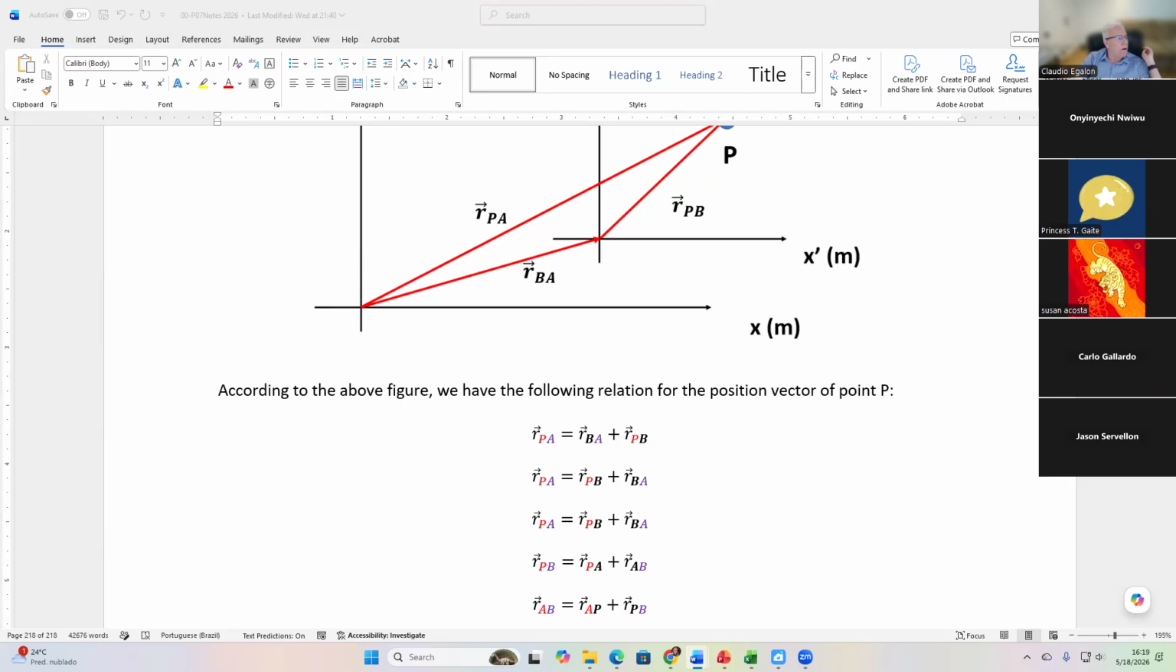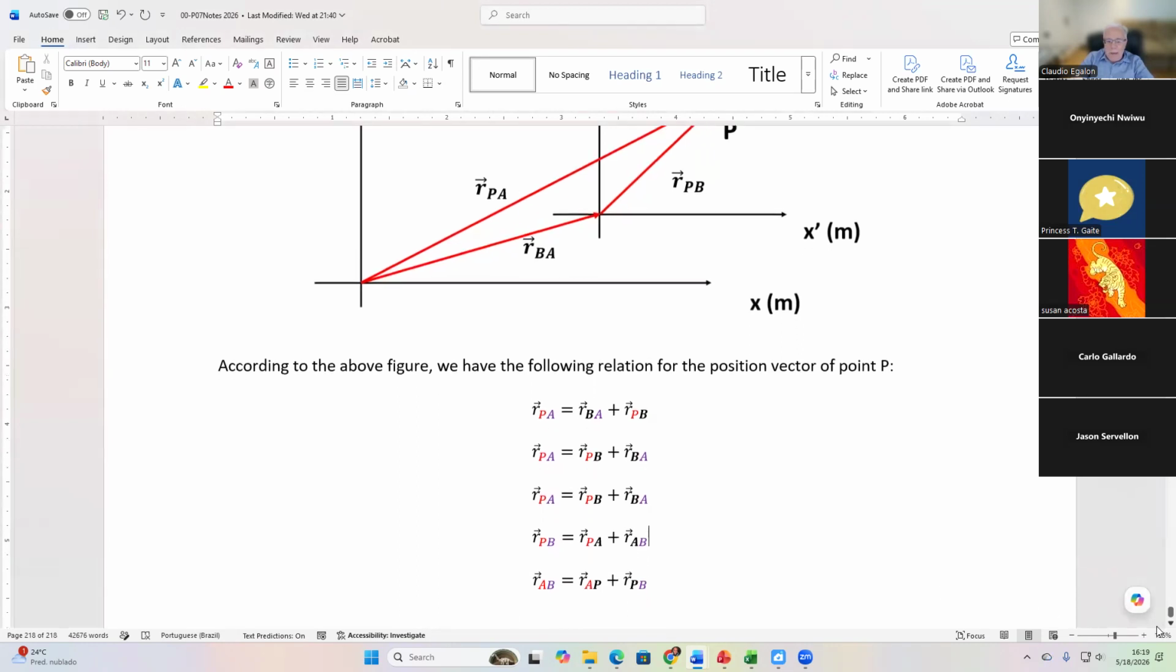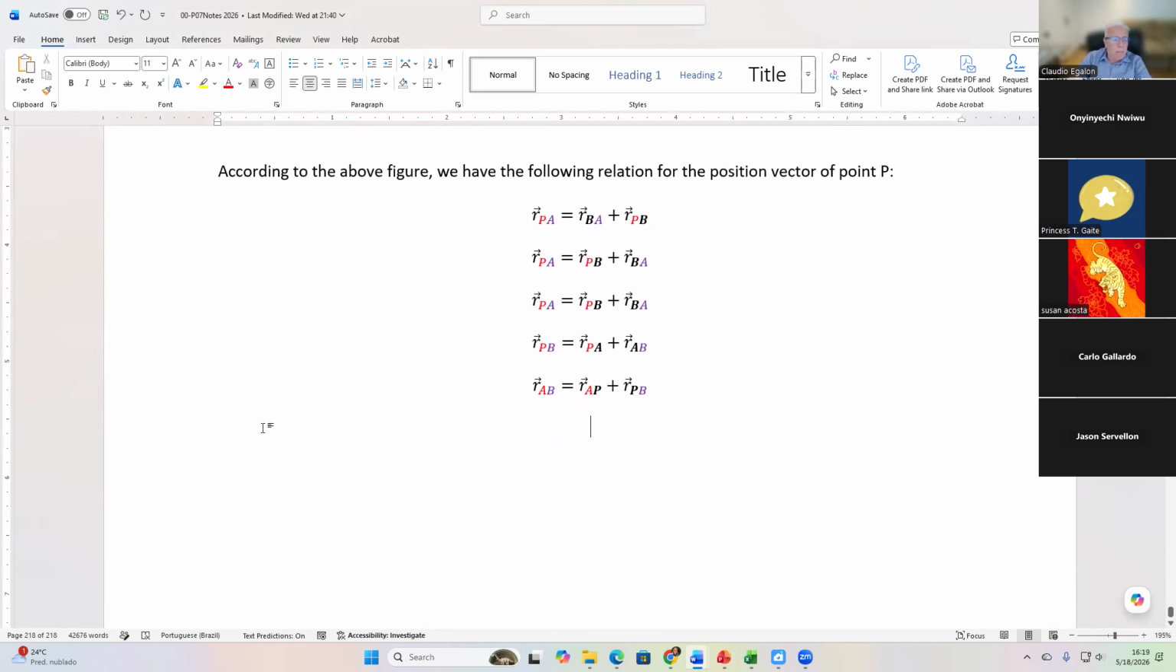And we have something similar for the relative velocity. Here's relative position. The above are the equations for relative position.